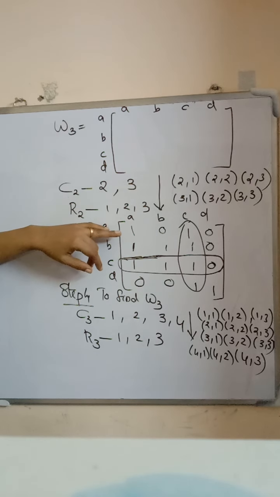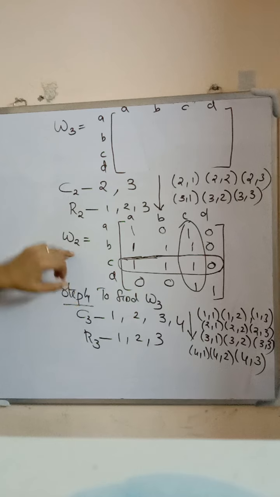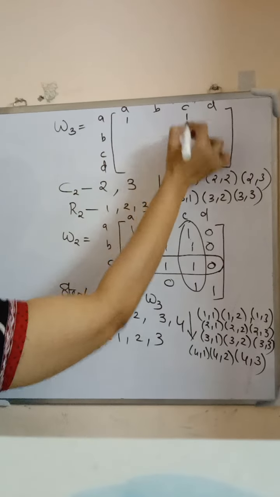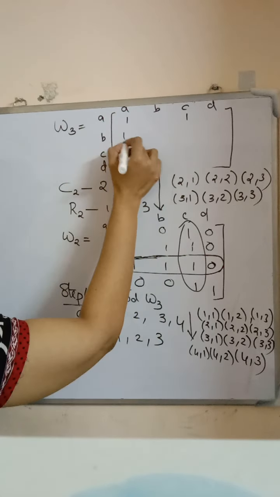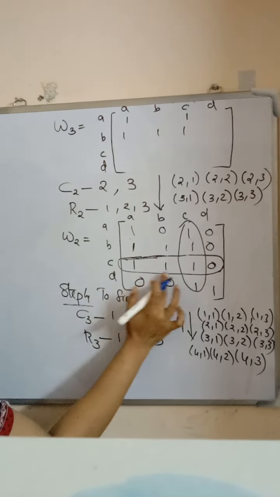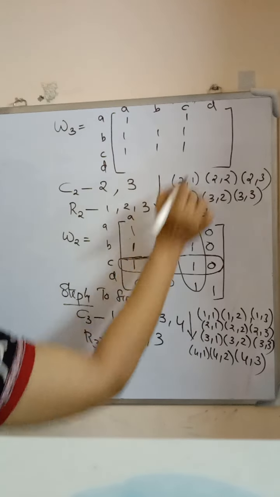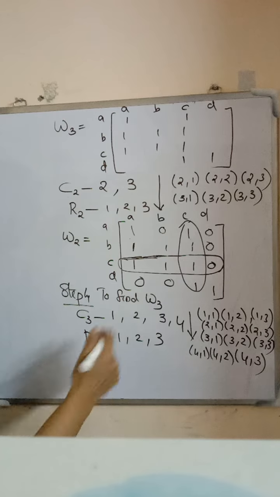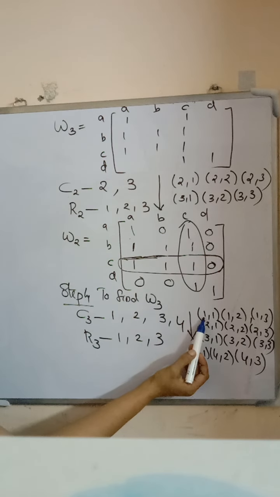In W3, write all the ones in W2 to W3. So write 1, 1, 1, 1, 1 in the second row, and 1, 1, 1 in the third row, and in the last row 1, 1. Then we choose the new positions 1 1.